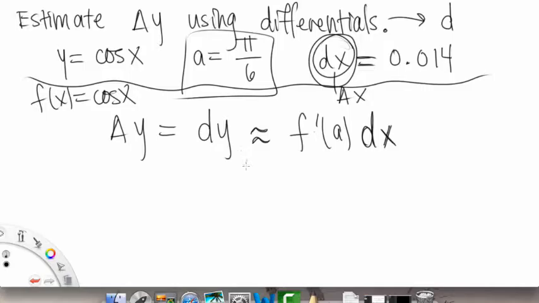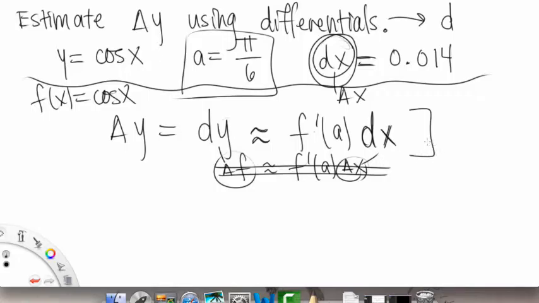So this is the same exact thing as saying delta f, the change in f, is about equal to f prime of a times delta x, okay? We just replace the deltas with d's instead. Okay, and y means the same thing as f in this case. All right, so we're going to go with this line here, and so what we have to do is figure out f prime of a, okay, and then we already have our dx, so we just plug that in.